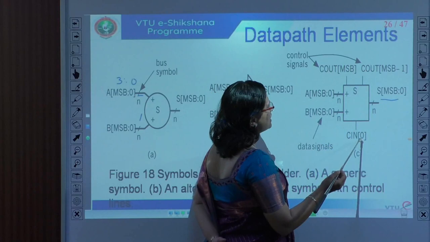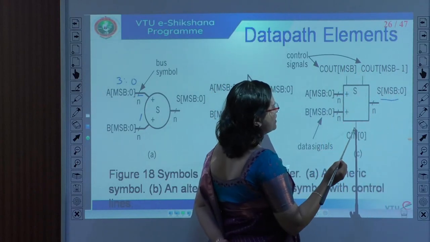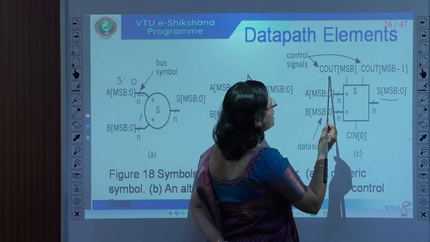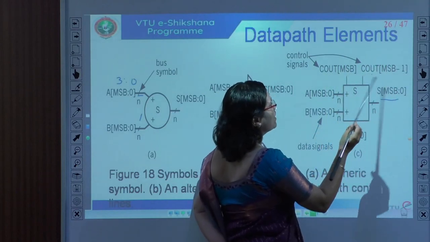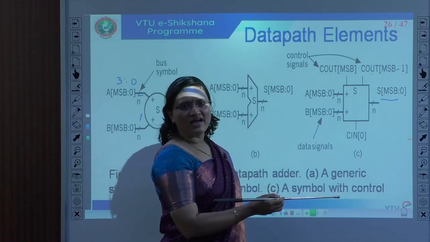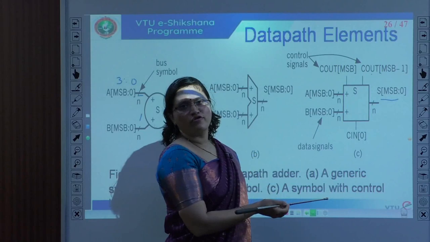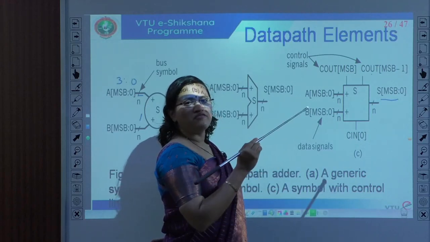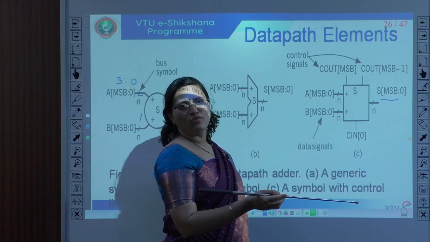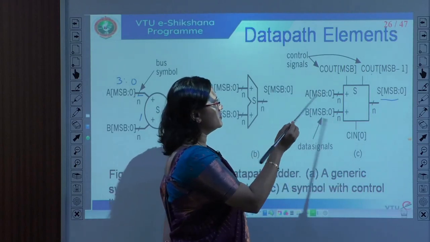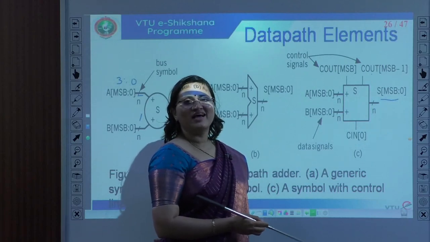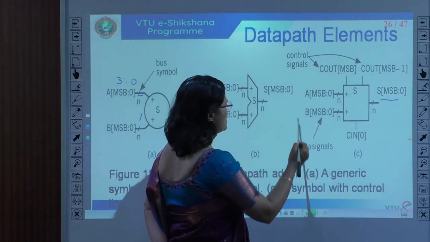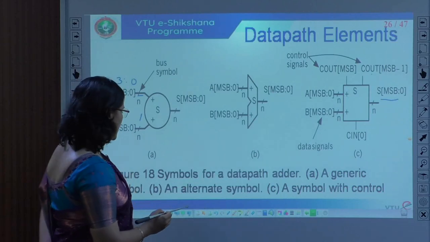So C in of 0, C out of MSB and C out of MSB minus 1 are indicated with a light line, not a heavy line. These two, C out of MSB and C out of MSB minus 1, we consider as control lines to detect the arithmetic overflow. We connect an XOR gate and look at the XOR gate output. If it is 01 or 10, then there is an overflow. If we get both zeros or both ones in C out of MSB and C out of MSB minus 1, then the overflow will be 0, which indicates there is no overflow. We will take some examples of signed and unsigned numbers.